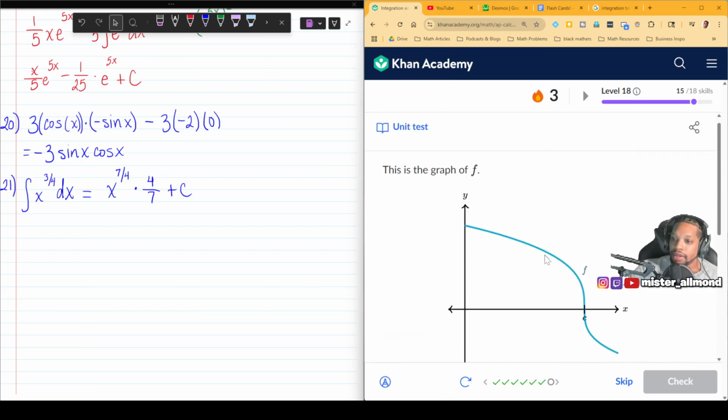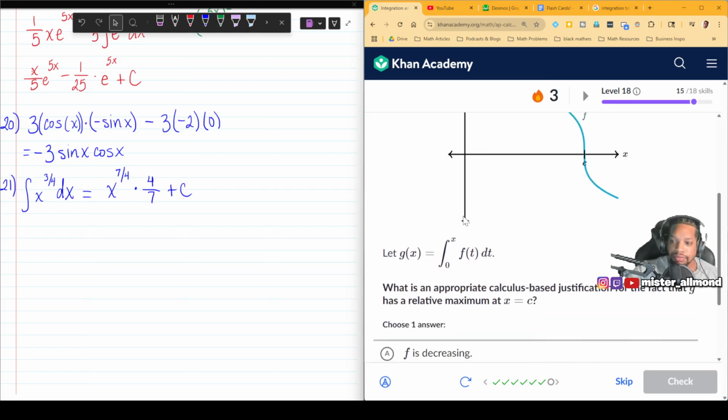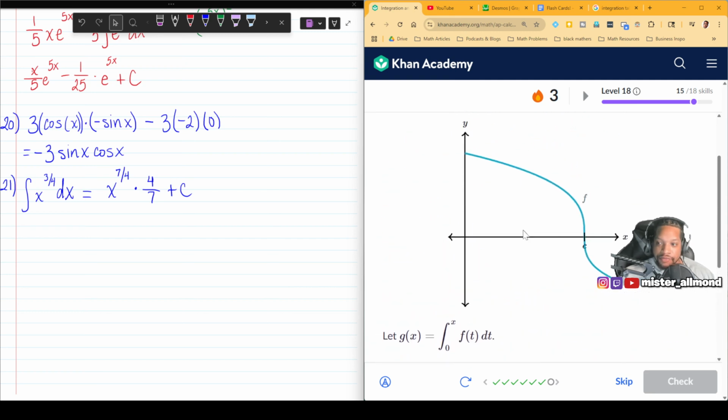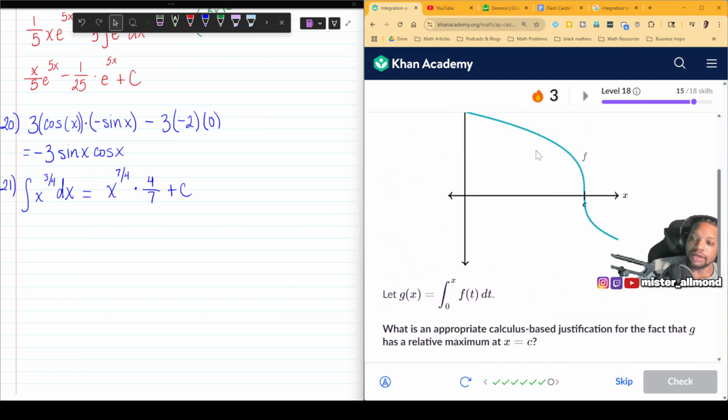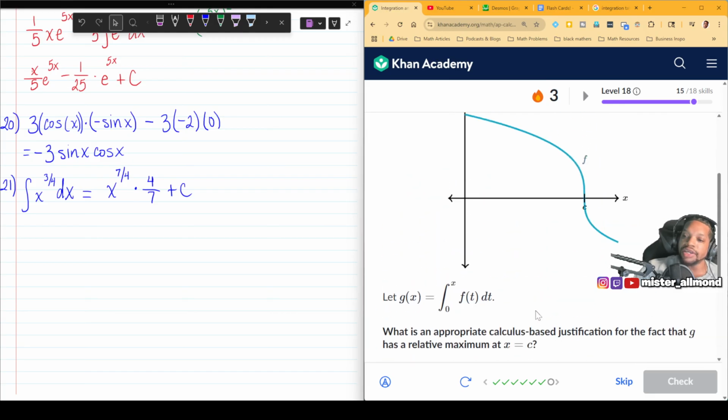over from the beginning. Okay, this is the graph of f. Let g of x represent the integral from 0 to x of f of t dt. It looks like there's an x-intercept at some c value. What is an appropriate calculus-based justification for the fact that g has a relative maximum at x equals c? All right, so let's just read the answer choices first. F is decreasing. F crosses the x-axis from above it to below it. F has an inflection point at c.